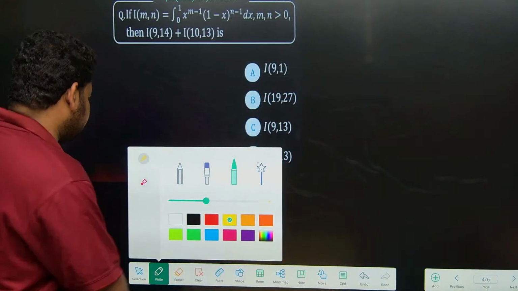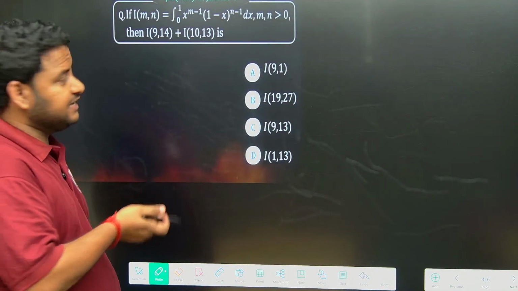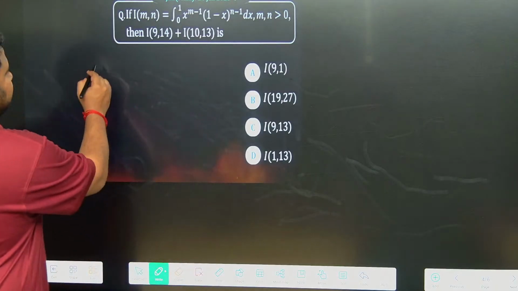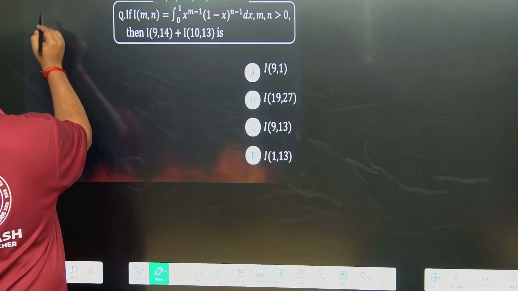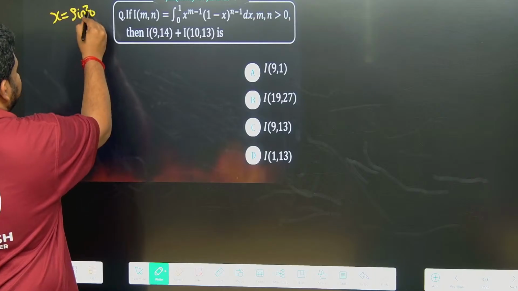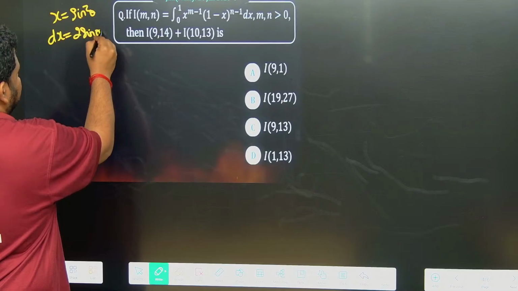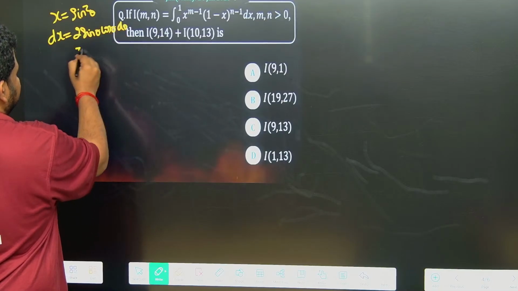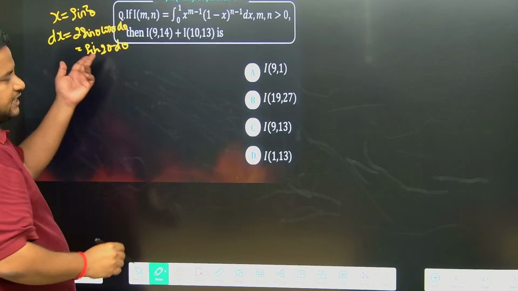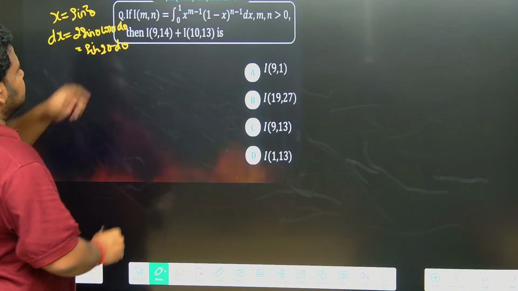Instead of x square being given, here x is there. So instead of using sin theta we will use sin square theta. So we will put x is equal to sin square theta. Then dx will become 2 sin theta cos theta d theta, that is nothing but sin 2 theta d theta. Whether to use sin 2 theta or 2 sin theta cos theta, we will see when we apply this.